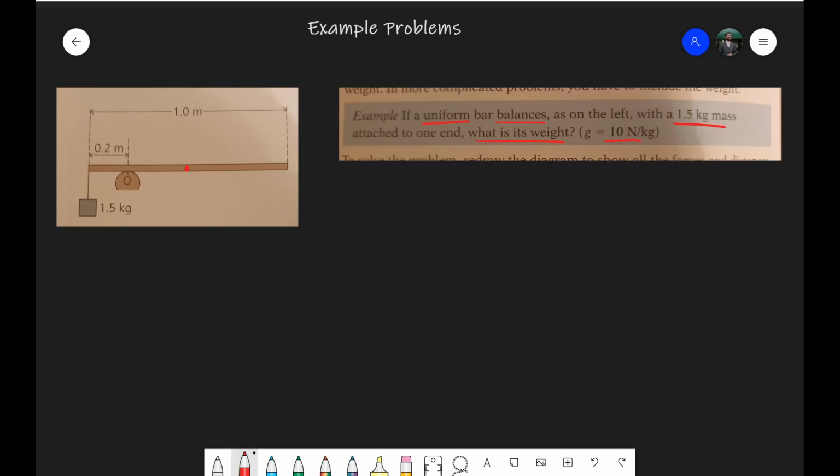Now you can look at the bar and it is balanced, so the principle of moments must be applicable in this situation, which is: sum of anti-clockwise moments should be equal to sum of clockwise moments. Now the first thing that you need to realize is where the weight of the bar is going to be. Well, since we have already highlighted the center of gravity, that's where the weight of the bar is going to be. Another force which is acting on the bar is obviously because of this mass which is hanging here.